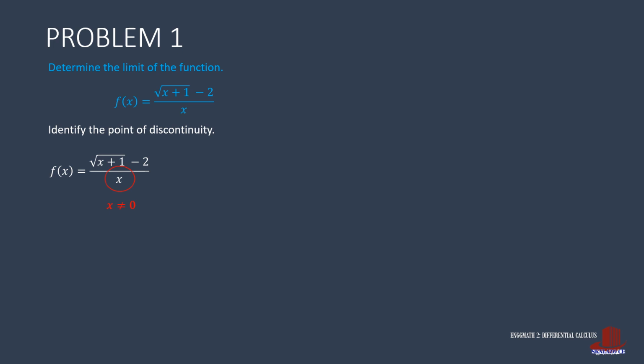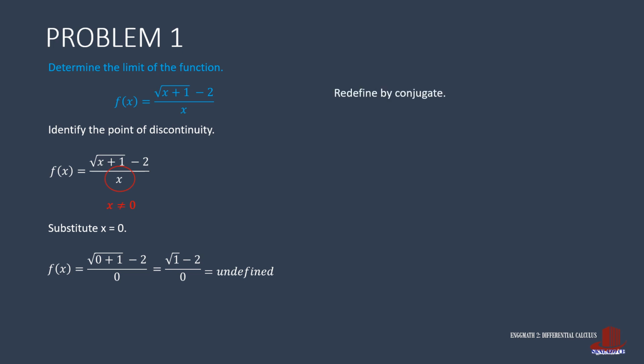Learning that the point of discontinuity is 0, substitute this value into the function, making f of x as the root of 0 plus 1 minus 2 upon 0. This turns out as 1 minus 2 over 0, and this is then undefined. Now let's attempt to redefine the function. By redefine, we mean looking for continuity at x of 0.